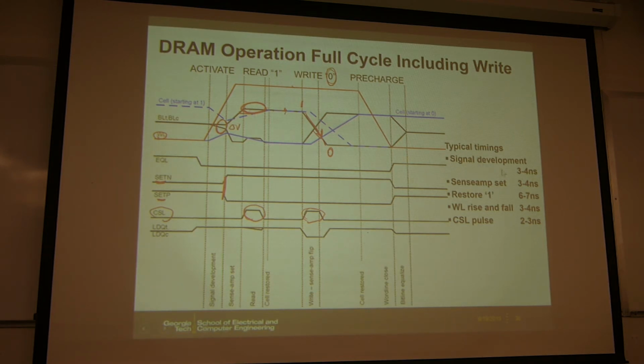And here are typical timings. So for different stages, like signal development here, this is delta V. And then sense amp, this is to turn on the sense amp and then sense the data, another few nanoseconds, and you need to restore. That is the read back process. It will take some time. And first the word line rise and falling edge will take some time. And the CSL pulse also takes some time. So if you add those together, then that will be tens of nanoseconds already. So that's why the DRAM clock frequency cannot be up to gigahertz. If gigahertz, that means 1 nanosecond. You cannot finish all of those in 1 nanosecond.